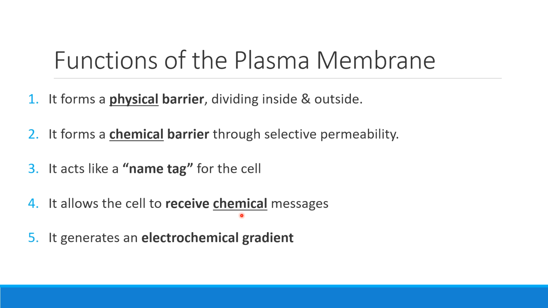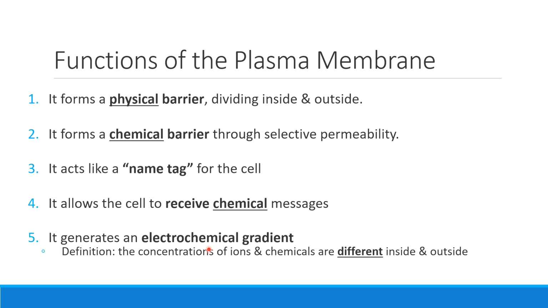And number five, I use this membrane to make what's called the electrochemical gradient. Electro means electricity. Chemical means chemicals. As we'll talk about again later, the charge of the inside and the outside of the plasma membrane is different. And the chemistry, or I like to say the recipe, of the fluid inside and outside is also different. So we use the plasma membrane to do all of this to make things different inside and outside.